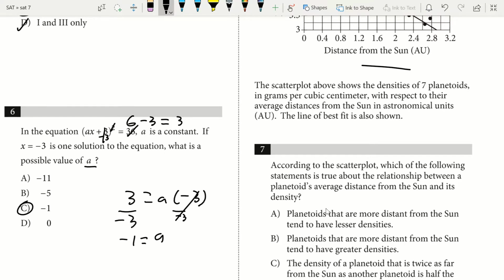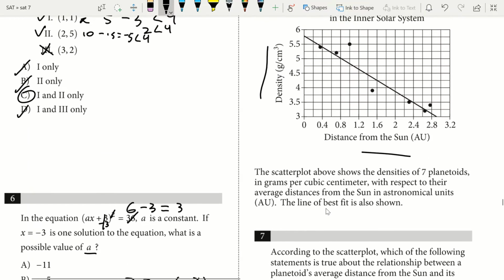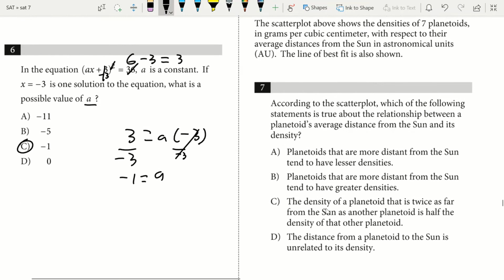All right, well, if I look at the graph, I see as my distance from the sun increases, right, I increase going this way. I see my density decreases as distance from the sun increases. So choice A, planetoids that are more distant from the sun, so distance increasing, tend to have lesser densities. Yes, that's the trend that I just showed you up there, so my answer is A.